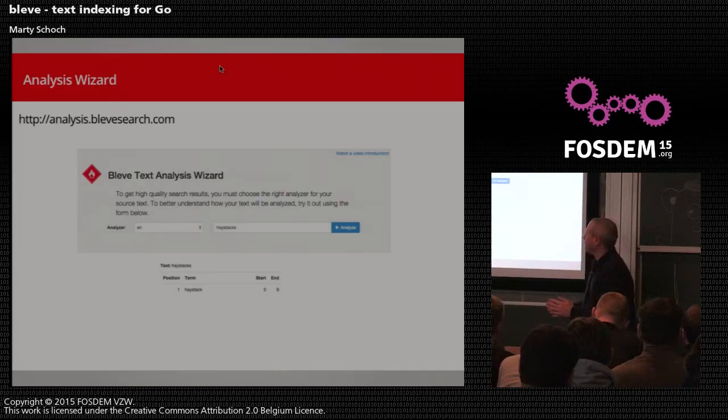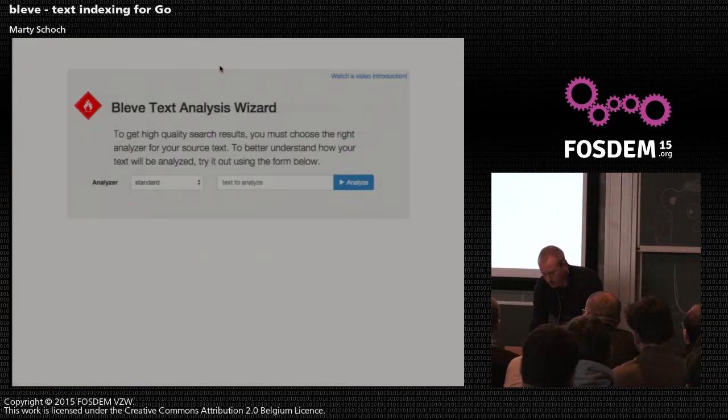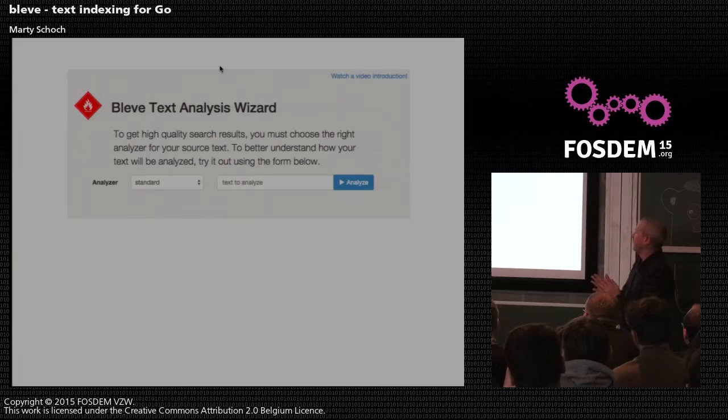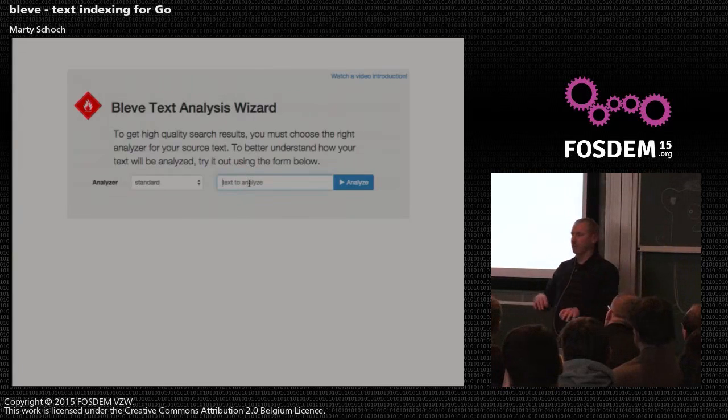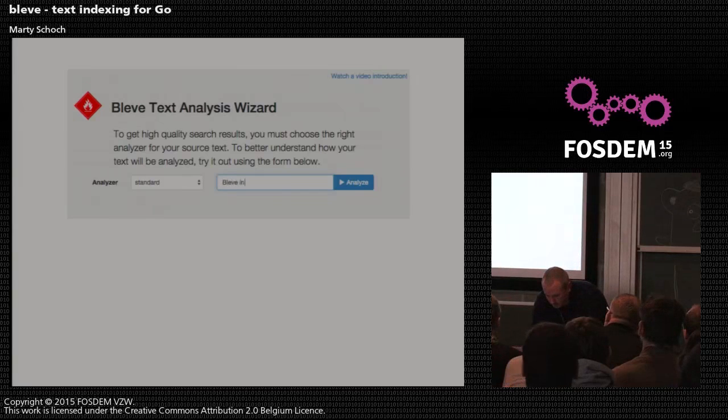Now I do want to mention this: getting this analysis right is the most important thing. With that in mind, we created a tool we call the Bleve Text Analysis Wizard. It's hosted on the internet, so you can go right to it. You don't have to install it and run it. This lets you see how your text is going to end up in the index. I'm going to use the phrase "Bleve indexes the text quickly" as an example.